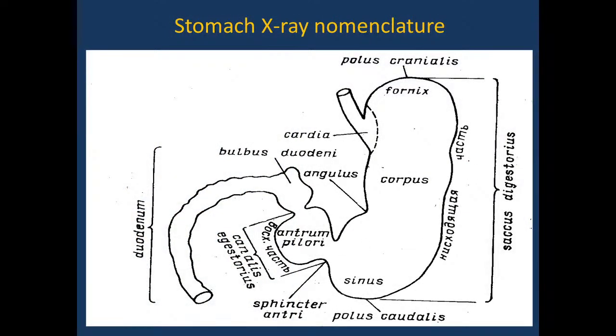And X-ray doctors who are very good in analysis of X-ray examination usually call this bigger part of the stomach saccus digestorius in Latin, because it usually contains digest or food. But the lower and small part of the stomach they call canalis egestorius, or canalis evacuatorius, because this part of the stomach evacuates food from the stomach to the duodenum.